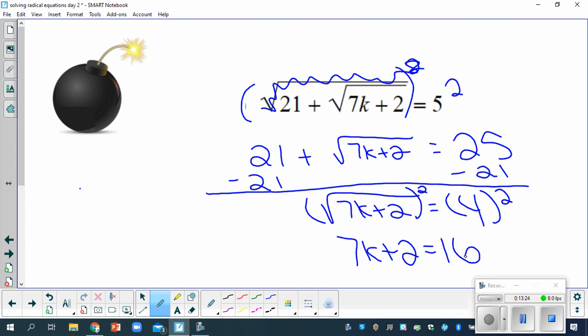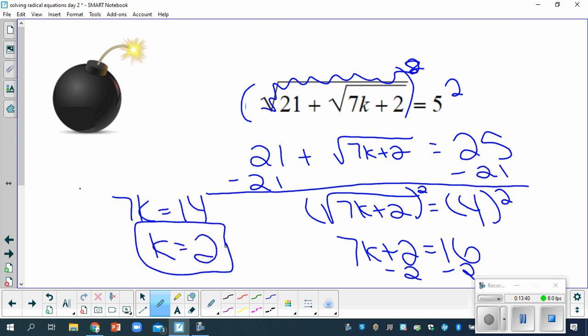Okay, so the last thing that we're doing, we're leaving the area, and other people are trying to get in the car with me. I don't want them. I only want my brother. Subtract 2. 7k equals 14. K equals 2. Love that problem.